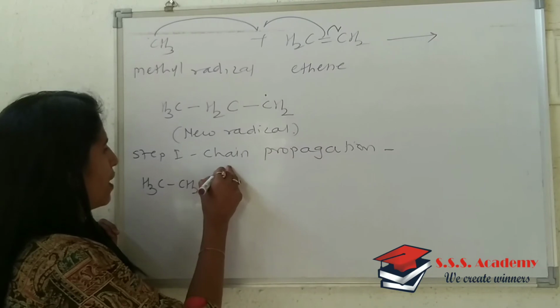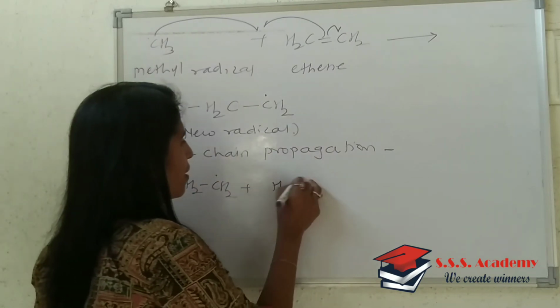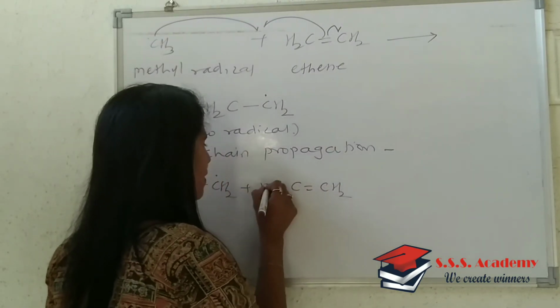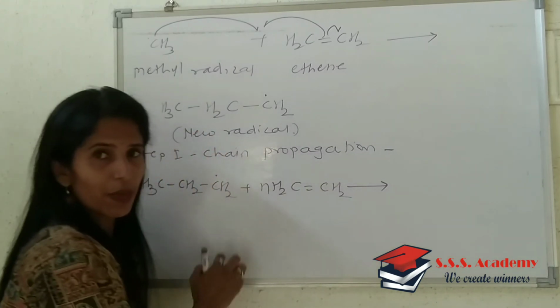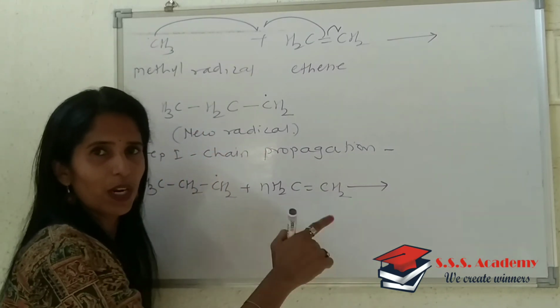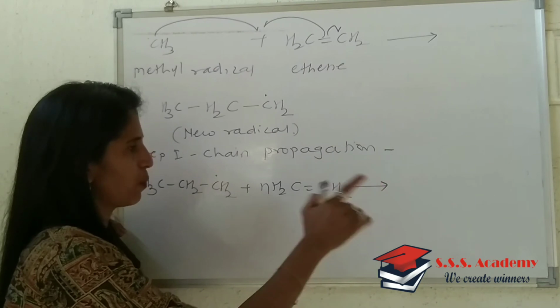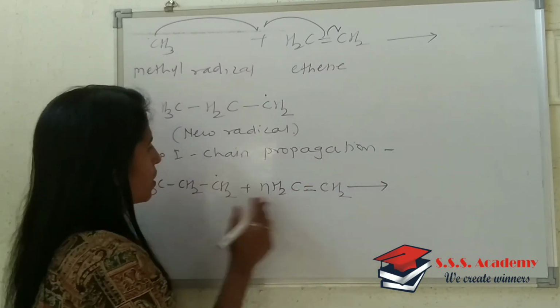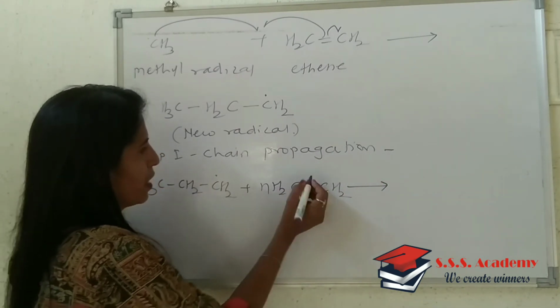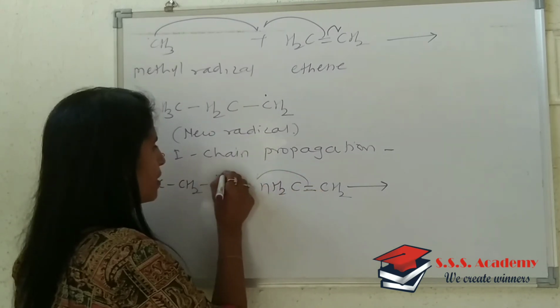Okay, to that, what next will we write? We will add n molecules of ethene, that is this. Because we are going to increase the length of the polymeric chain, na? So we will increase the length of the polymeric chain. Okay, what next will happen? Again, the same process will take place.